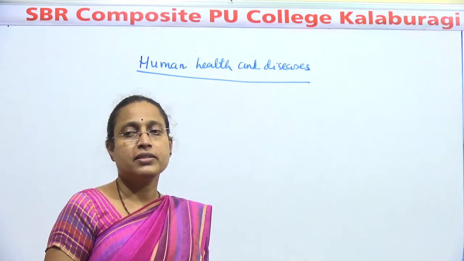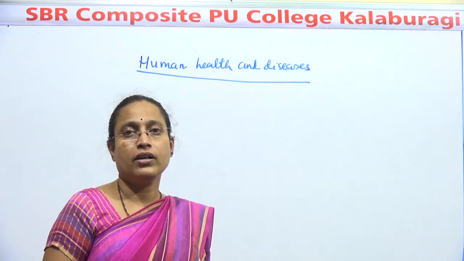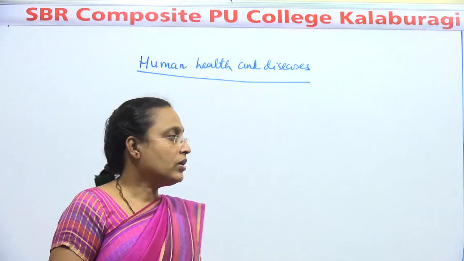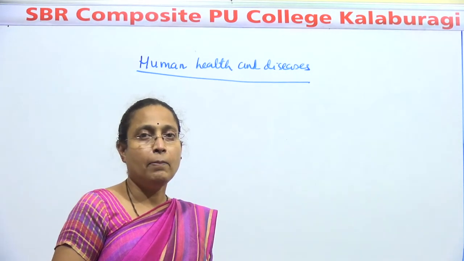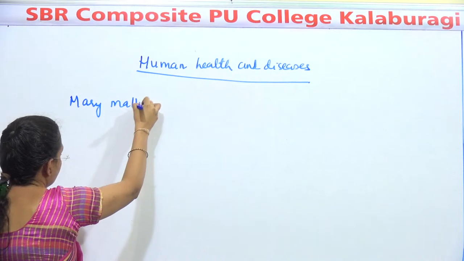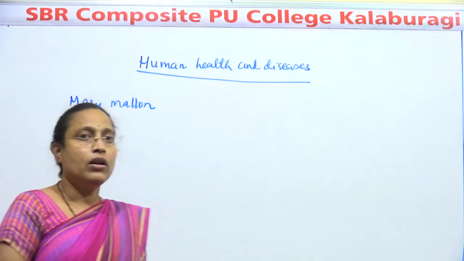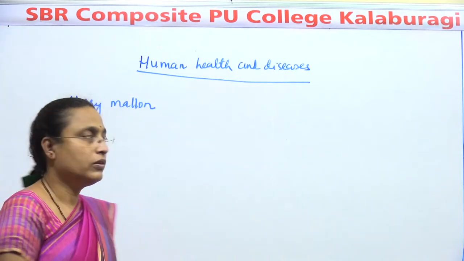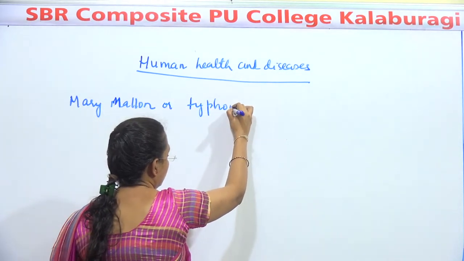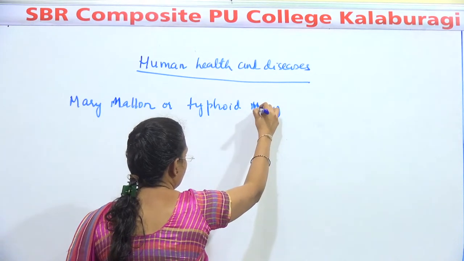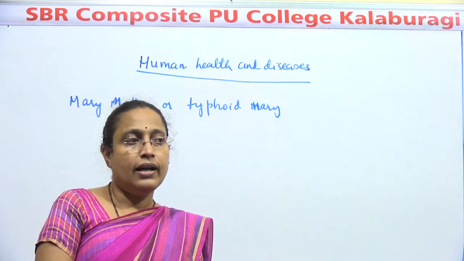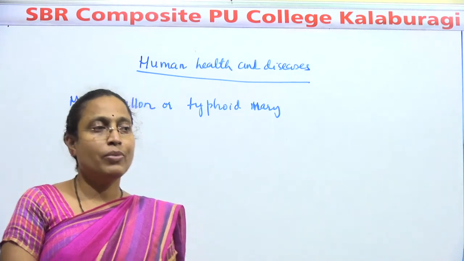what is the causative agent for typhoid, what are the symptoms, and which is the test used to detect typhoid. And one more point needs to be explained in typhoid: the curious case of Mary Mellon. Mary Mellon is the name of a cook, and she was famously known as being a carrier of typhoid.